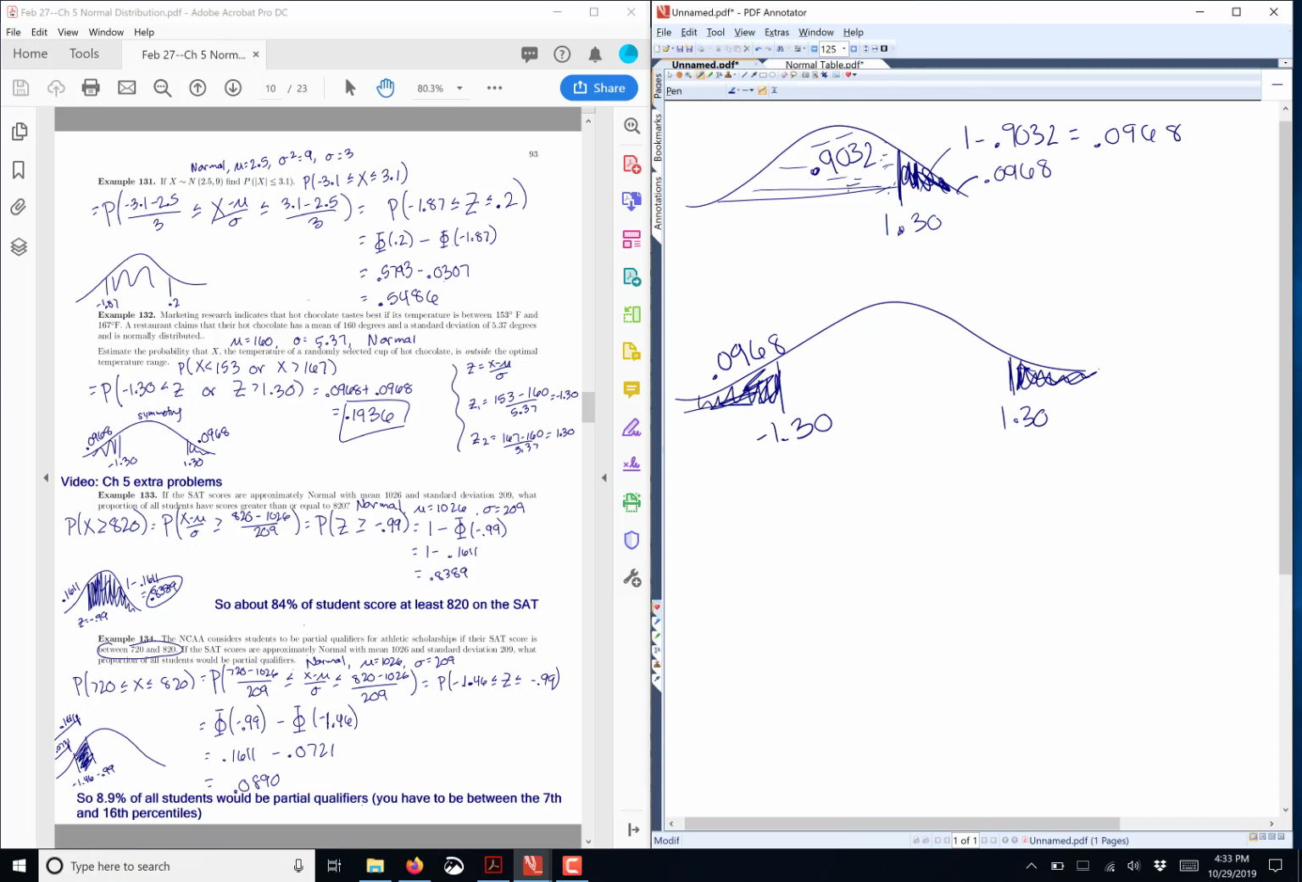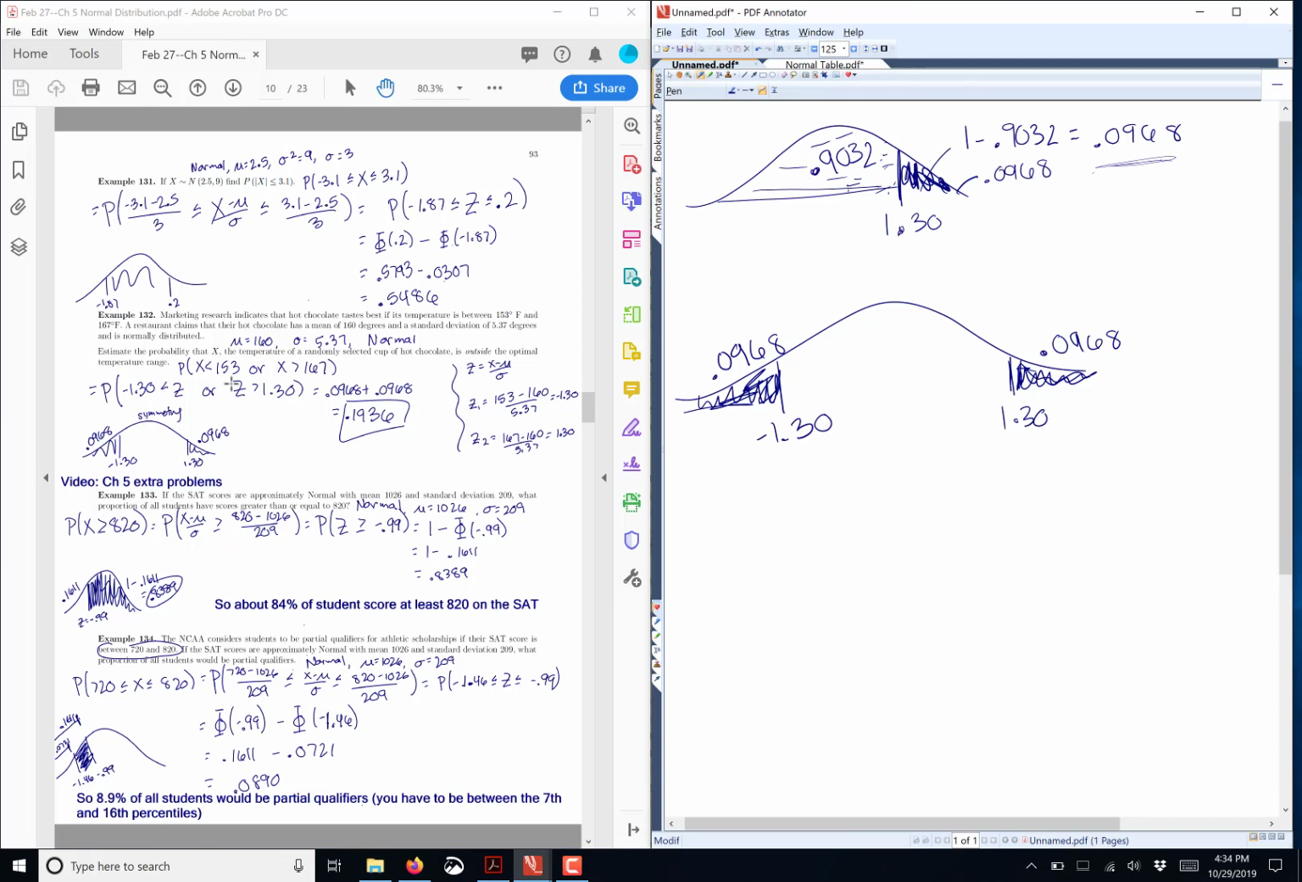And if I didn't want to use a complement rule, it can be faster to say, well, if the area to the left of negative 1.3 is 0.0968, then the area to the right of positive 1.30 has to be 0.0968. And if you're not sure why that works, you can actually go through the work of using the complement rule and notice it's the same answer we got up here.